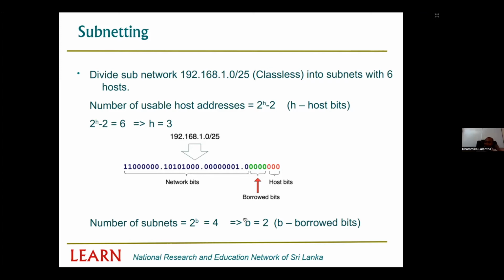I think there's a mistake here, sorry for that. So b should be 4. 2 to the power 4 means 16. We can have 16 subnets. We have to make that correction: the number of subnets is 16.